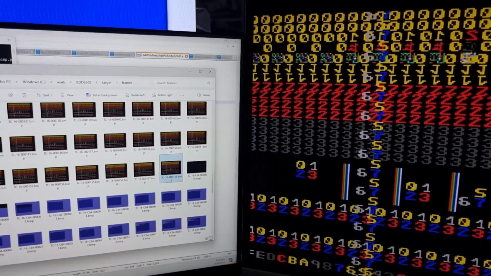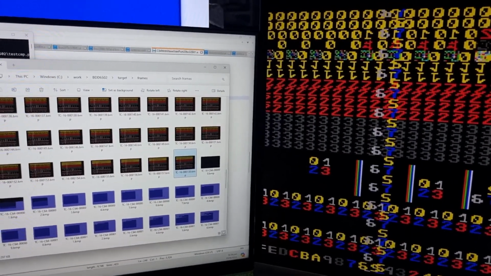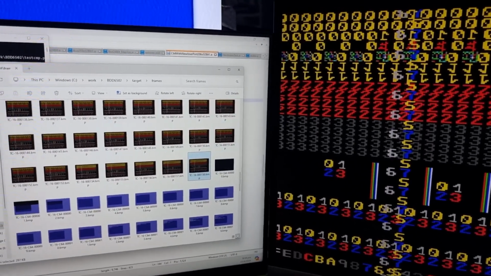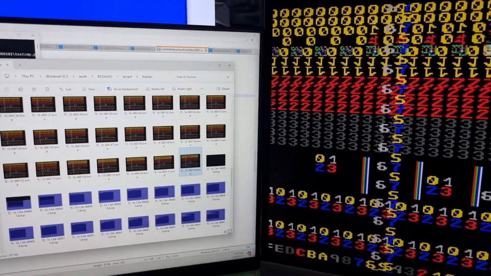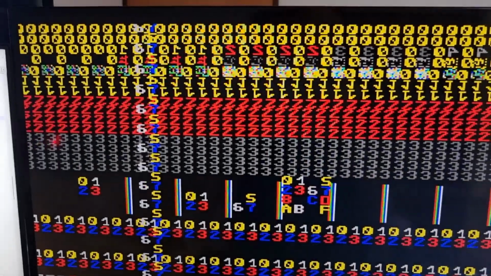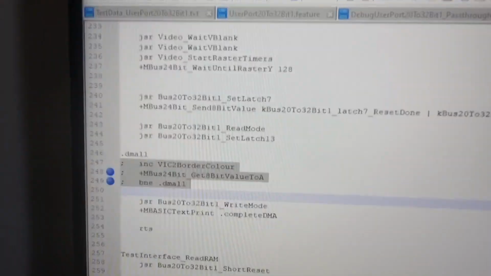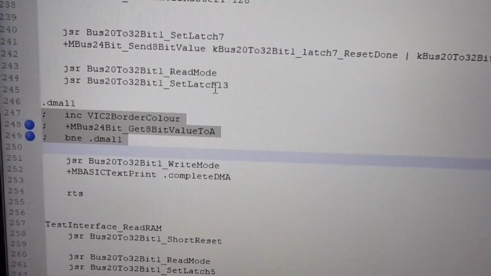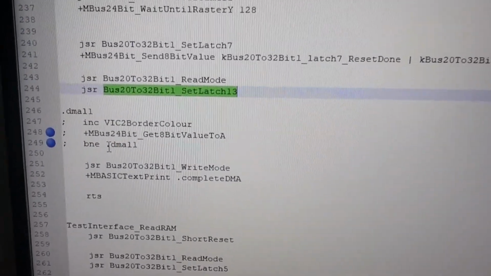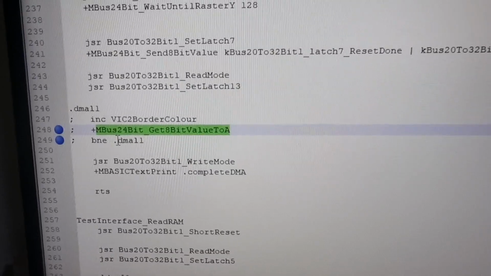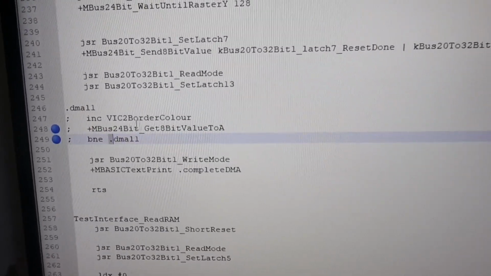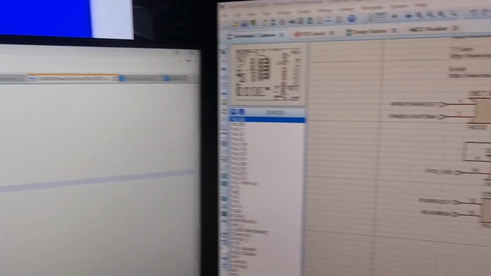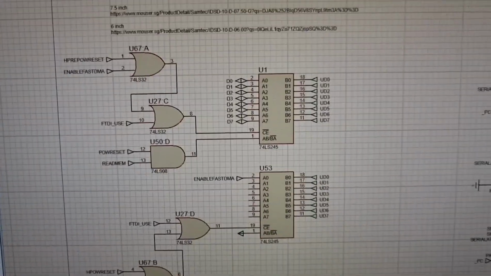This was a bug in my hardware design, by the way. It's not a bug in PCBWay's delivery of the PCB. Their PCB is working exactly how I designed it to. It's just that I had a slight problem. So I noticed that I had to comment out the reading of latch 13, which basically tells the Commodore 64 the status of the DMA transfer.